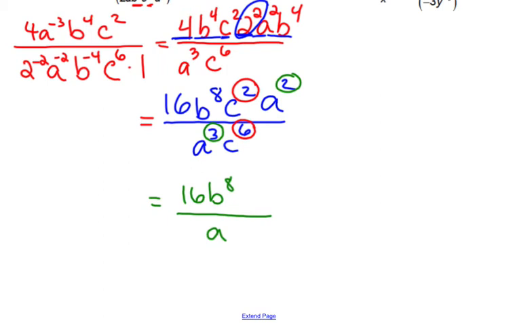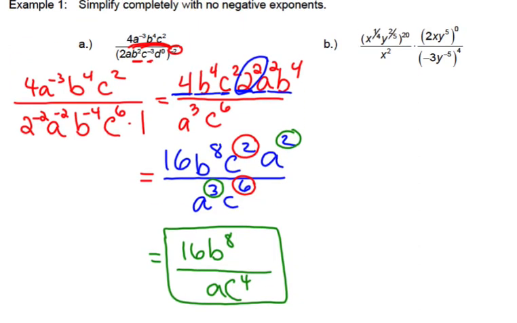Again, I have more on the bottom. How many more? 6 minus 2, I have a total of 4 extra c's, so those are going to stay on the bottom. This is then my final answer. I can't combine anything else, and we've simplified it as far as we can. Let's look over at example B here.